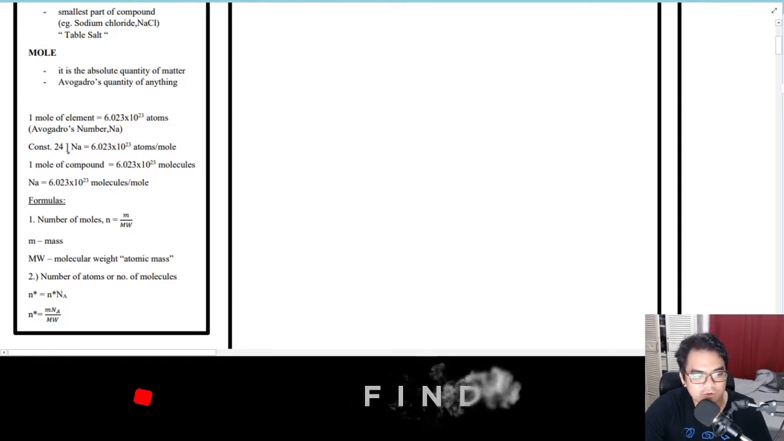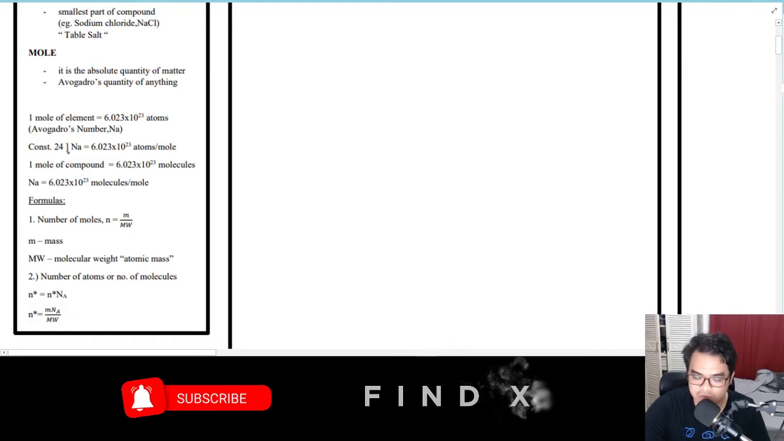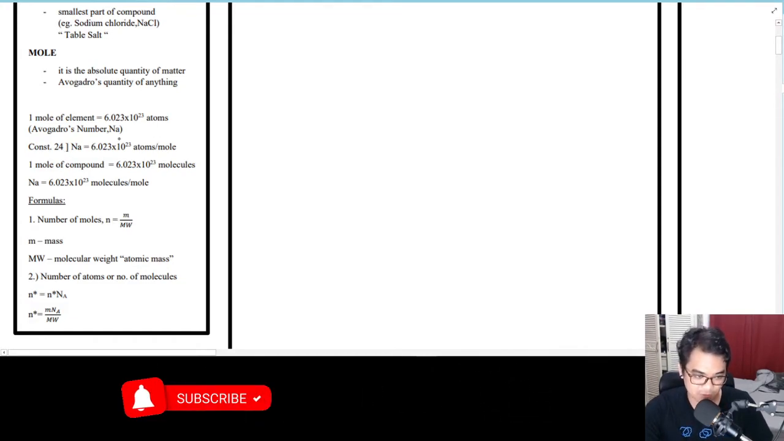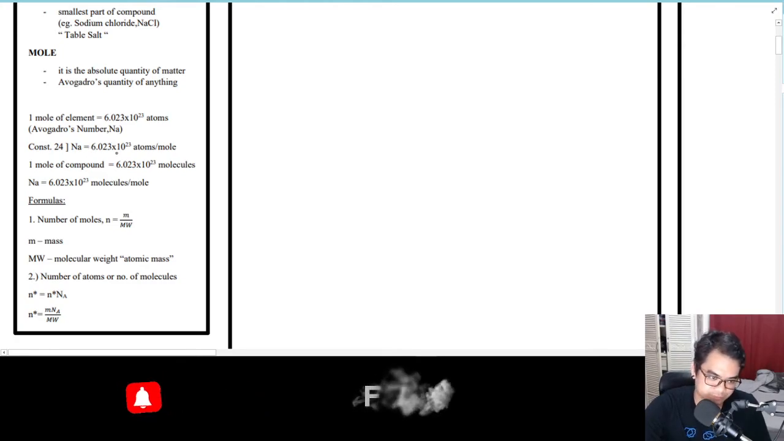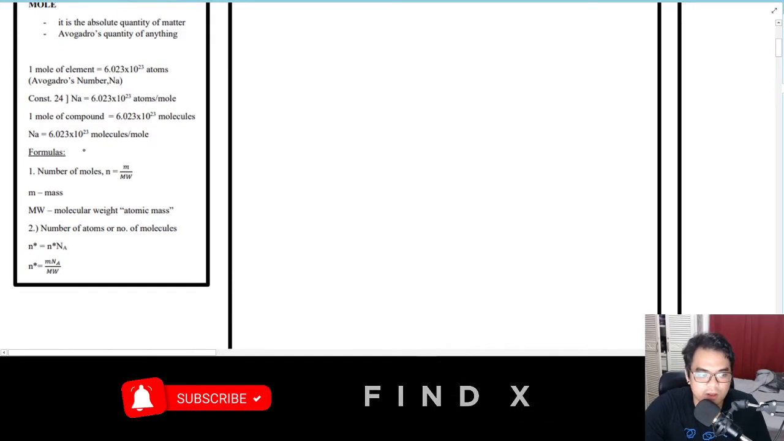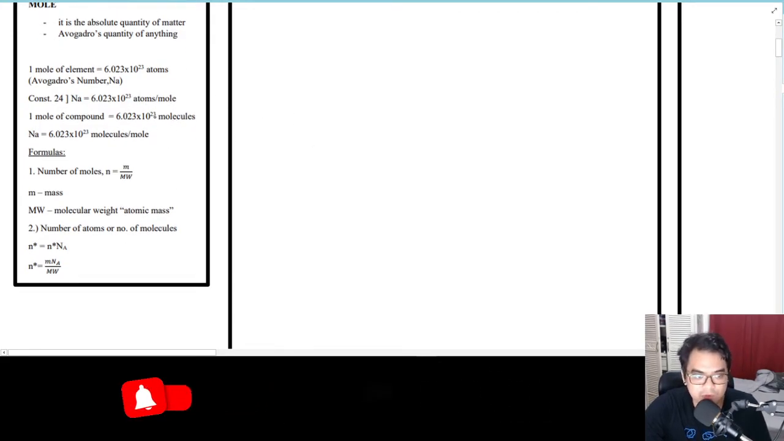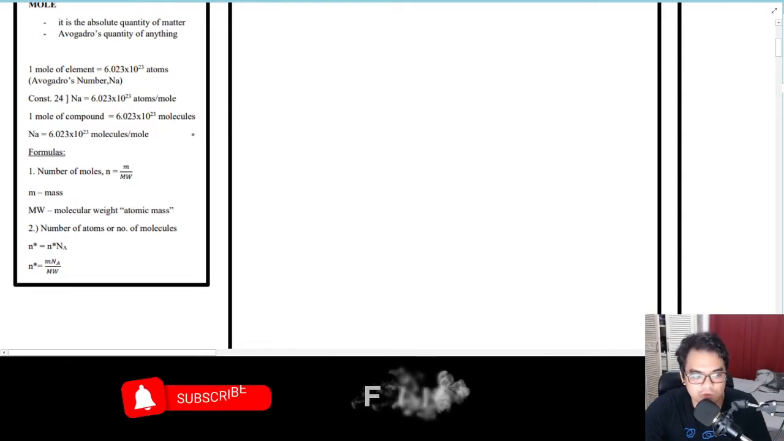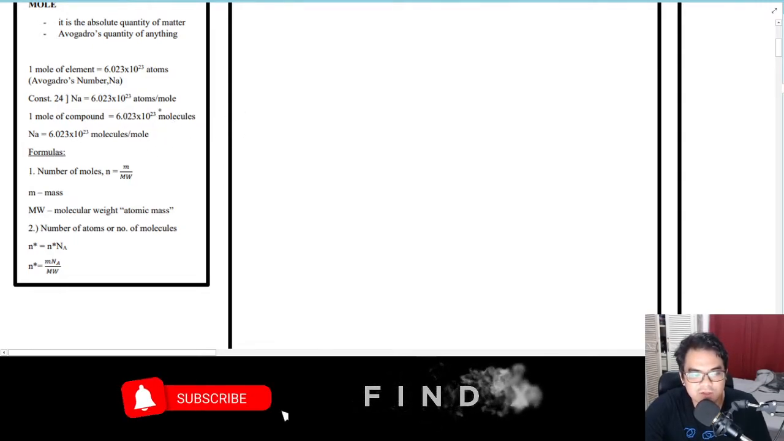It is the constant number 24 on your calculator if you are using a Casio 991 ES Plus. And the symbol for that is Na. So again, that is equal to 6.023 times 10 raised to 23 atoms per mole. And 1 mole of compound is also equal to the same, the Avogadro's number of molecules. So the unit can also be molecules per mole.